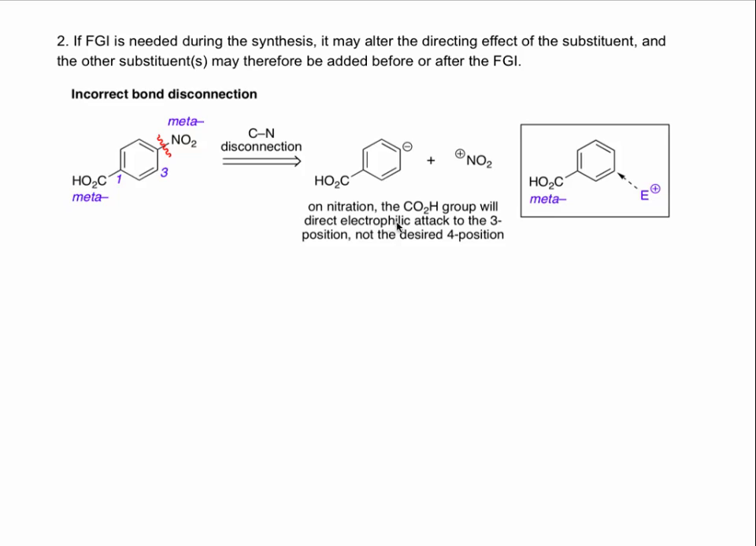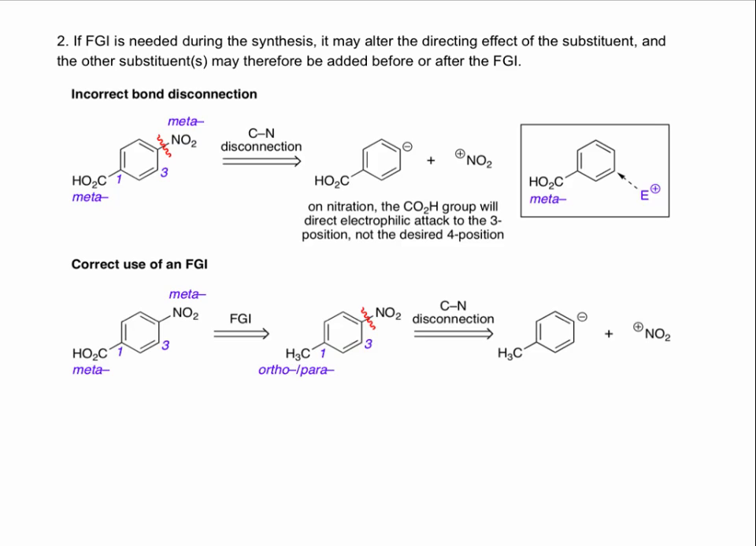If FGI is needed during the synthesis, it may alter the directing effect of the substituent, and the other substituents may therefore be added before or after the FGI. So let's have a look again at a disconnection of this molecule, and we're going to look first at an incorrect bond disconnection. We cleave this carbon-nitrogen bond, minus on the ring, plus on the nitro group. Now we're looking at nitration of benzoic acid. The CO2H group is a meta-directing group, so it'll nitrate to put the electrophilic group at the 3 position of the ring. So now what we can do is an FGI.